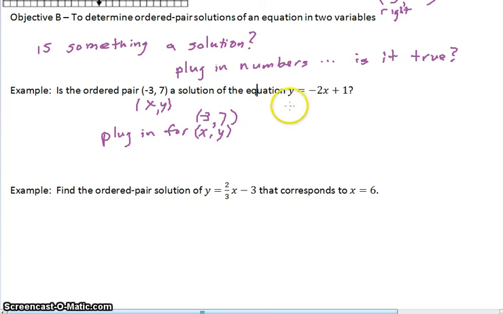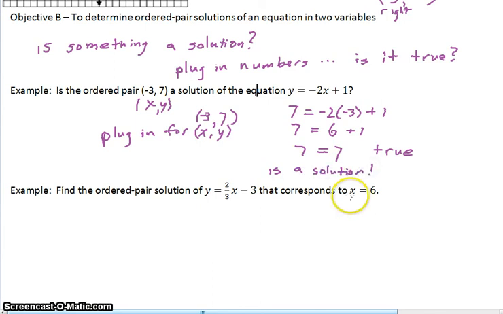So instead of y, it's going to be 7 equals negative 2 times negative 3 plus 1. So I plugged in those two numbers. I get 7 equals negative 2 times negative 3. I get a positive 6 plus 1. 7 equals 7. That is a true statement. That is true. So because this is true, this is a solution.